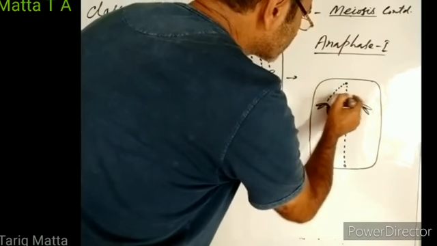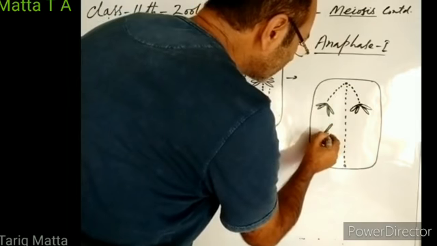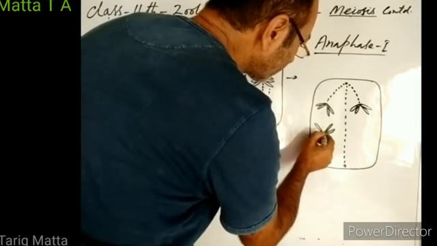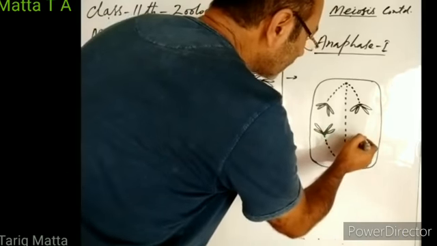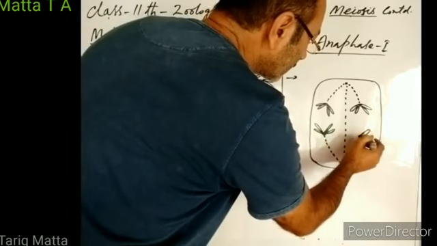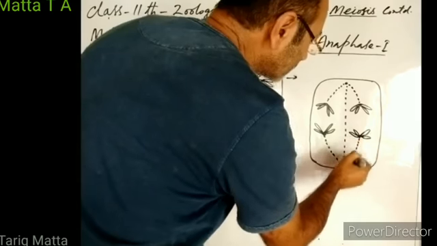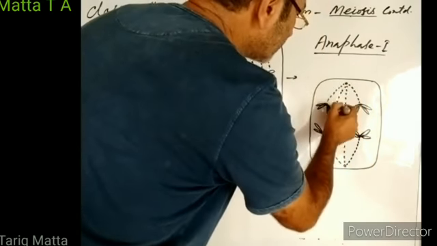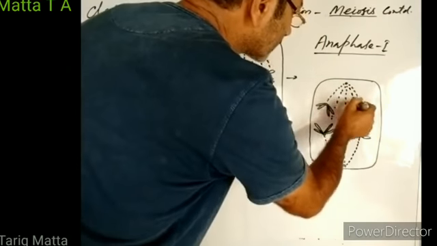Homologous chromosomes are separated from each other completely, and they are being pulled towards the two opposite poles of the cell by kinetochore spindle fibers.